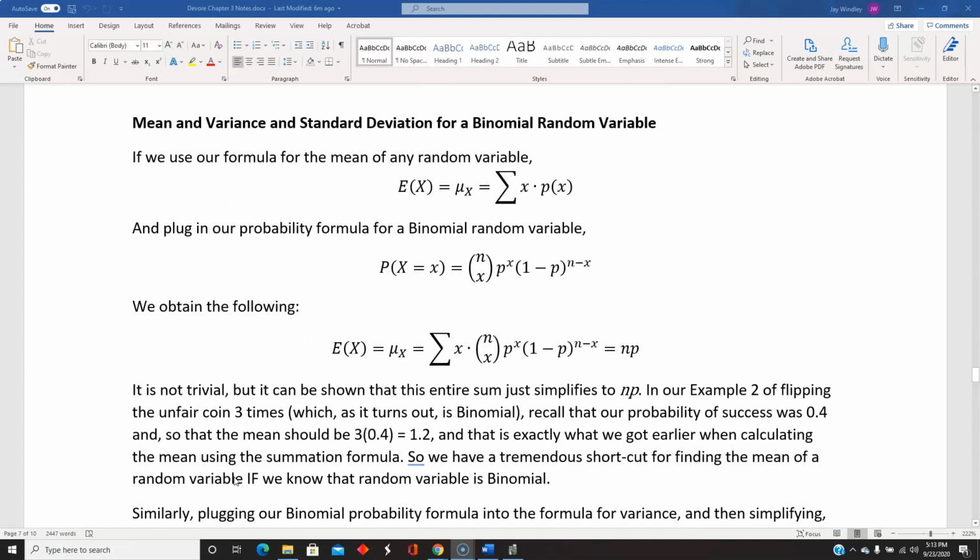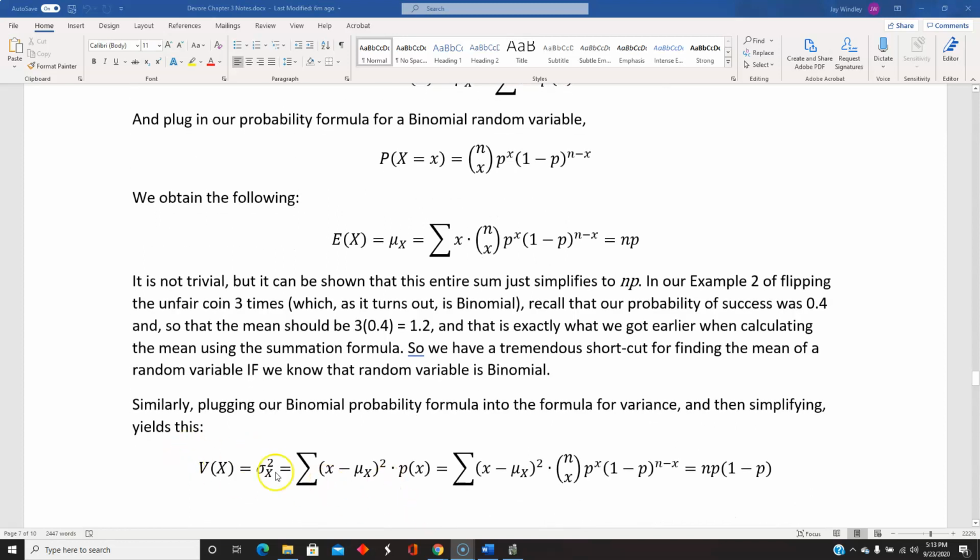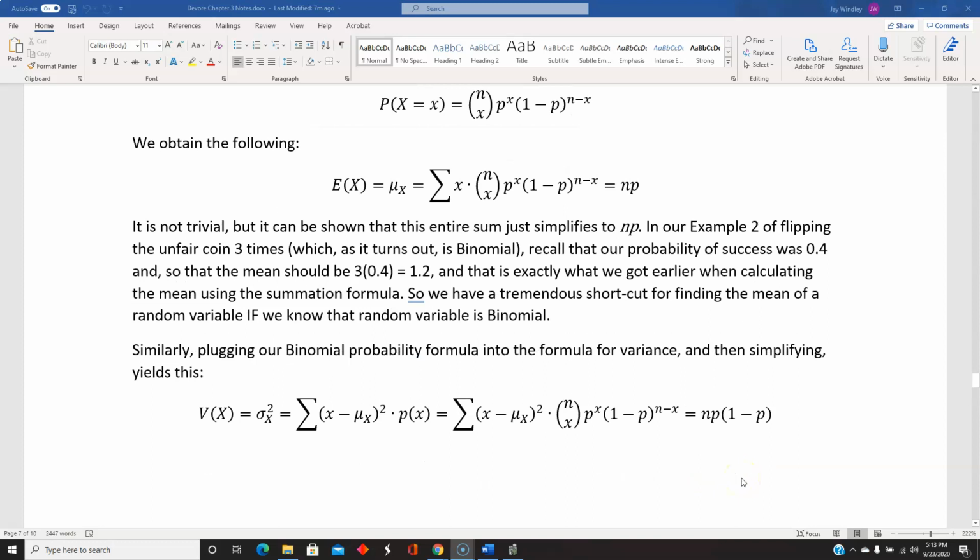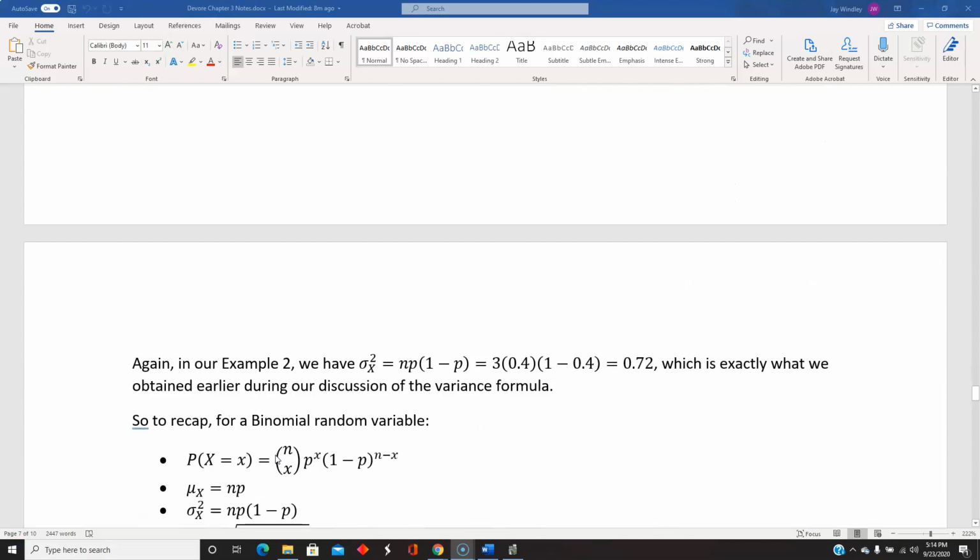for finding the mean. If we do something similar with the variance formula, and instead of this generic probability, we plug in our probability for binomial, we get another ugly looking summation, but it turns out that the summation just turns out to be n times p times 1 minus p: the number of trials times the probability of success times the probability of failure. If we plug in our numbers from the coin flipping example, we would have 3 times 0.4 times 1 minus 0.4, which is 0.72, which is exactly what we obtained earlier from using the variance formula.